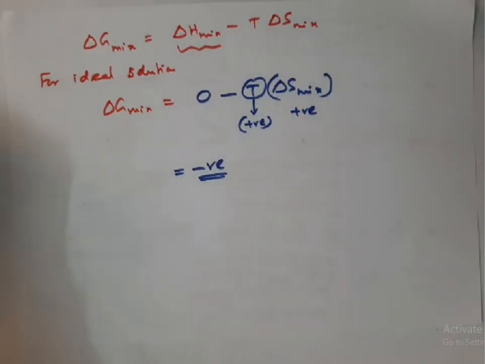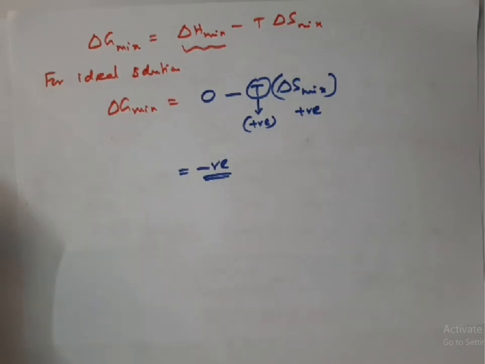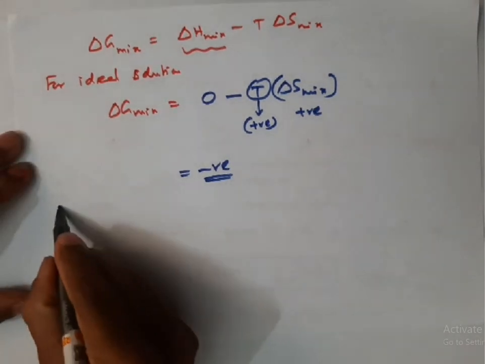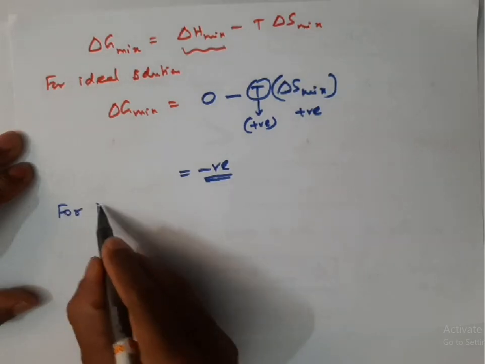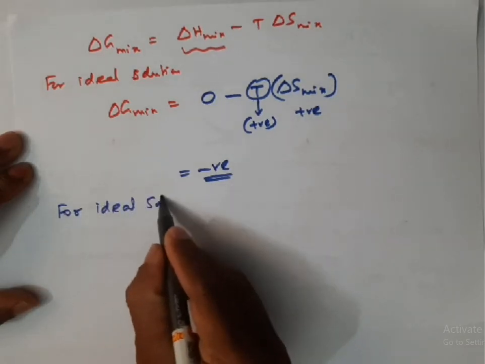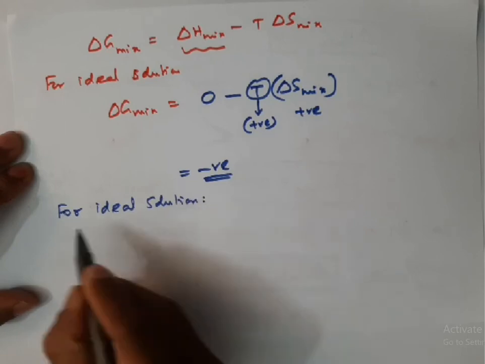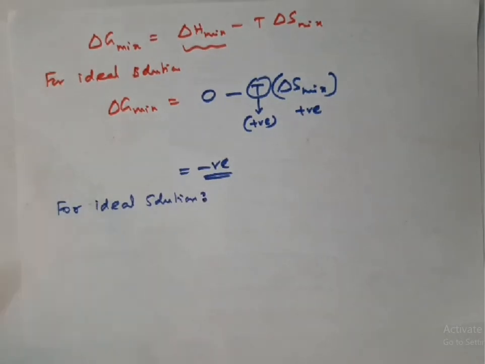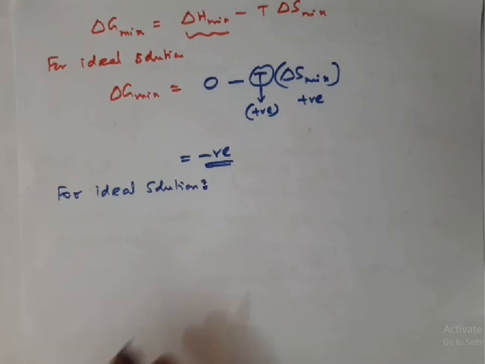So let me just summarize everything for an ideal solution. For an ideal solution, students, can anyone tell me what is an ideal solution? A solution which follows Raoult's law over a range of concentration is known as an ideal solution. Very good. A solution which obeys Raoult's law under all compositions, right? Under all compositions.